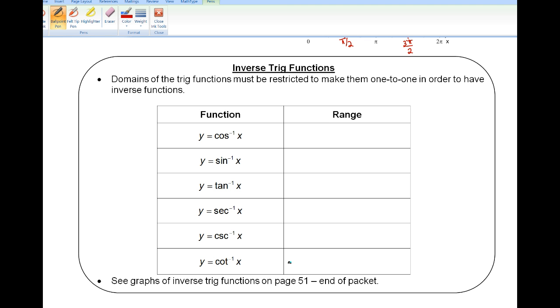Okay. So the next thing we need to look at are inverse trig functions. Okay. Hi, Preston. Giving a call. Oh, that was very nice.